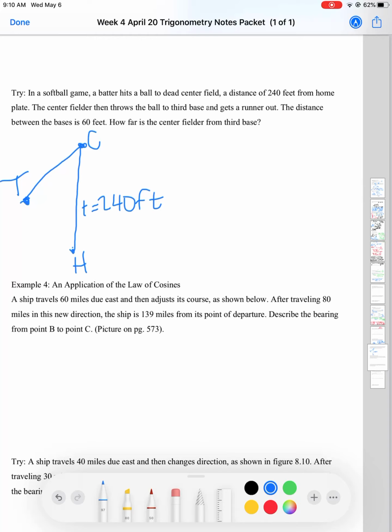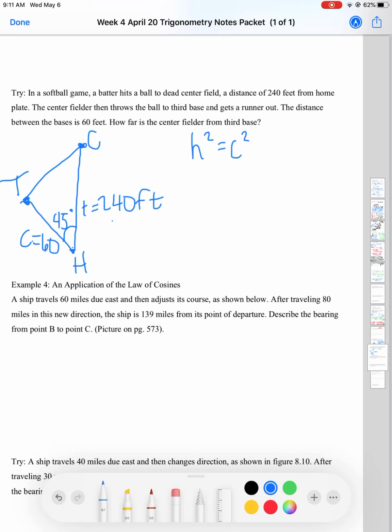Now, we already know that the distance between the bases is 60 feet. So we know side C is 60 feet. And since we know this is 45 degrees, this is an SAS case. So we can set it up the same as our previous problem. We just have different variables. So instead of ABC, we just have THC. So you just have to plan accordingly. So that's why I think it's important to just write out the general form first.